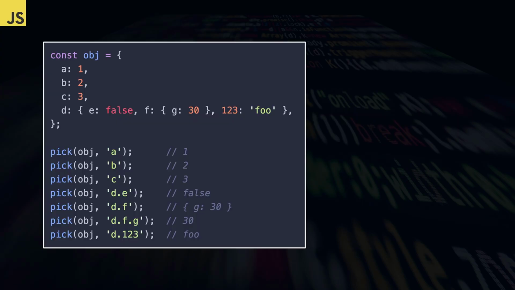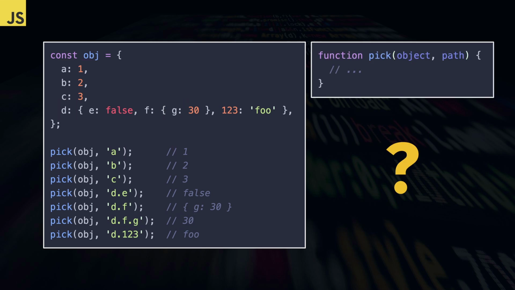The central topic we will cover is a JavaScript function, pick. It takes two parameters, an object and a string path to a property anywhere deep within it. So if I say pick object A, I'm gonna get 1, and if I say pick object dfg, I'm gonna get 30. Do you know how to implement it?